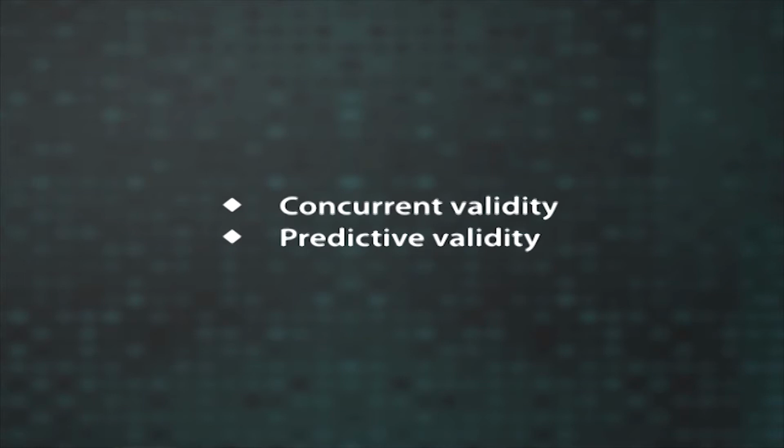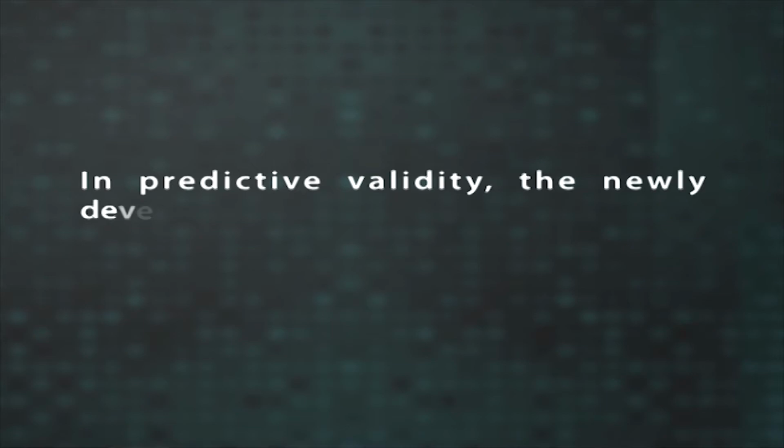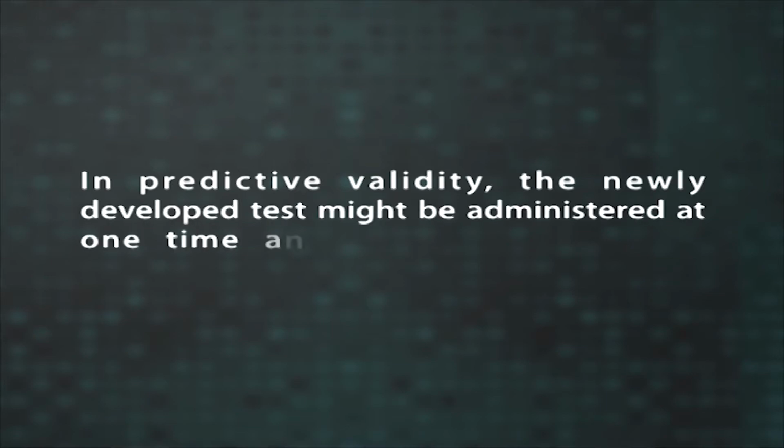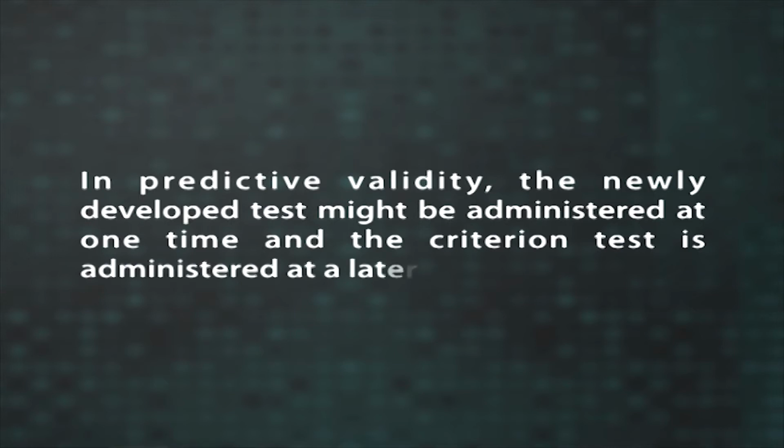In other words, to the extent that the two tests correlate, they provide the same information regarding the language proficiency of students. Criterion related validity is further divided into two types. They are concurrent validity and predictive validity. In concurrent validity, both the newly developed test and the criterion test are administered concurrently, that is at the same time. Then their results are correlated. In predictive validity, the newly developed test might be administered at one time and the criterion test is administered at a later date.